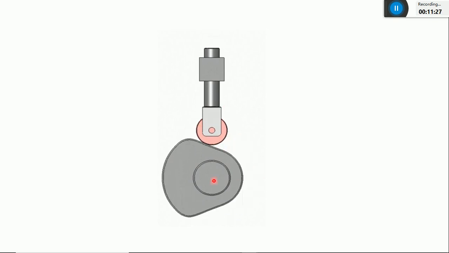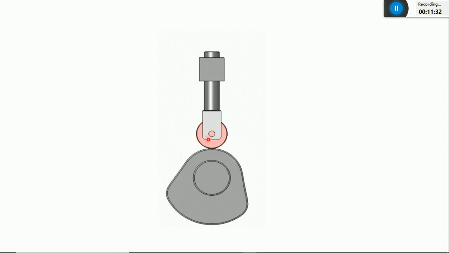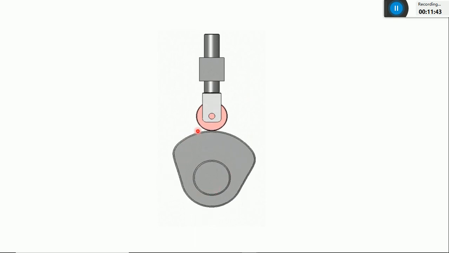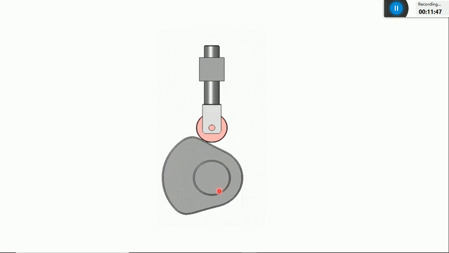I want to explain what is outstroke and return stroke. Whenever the follower is moving in upward direction, what is the angle that is covered by this cam? When the follower is moving in an upward direction, the angle covered by the cam is nothing but theta naught or theta O, the outstroke angle.